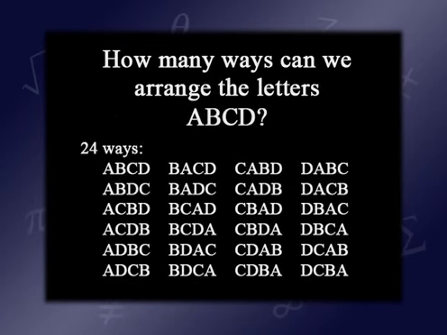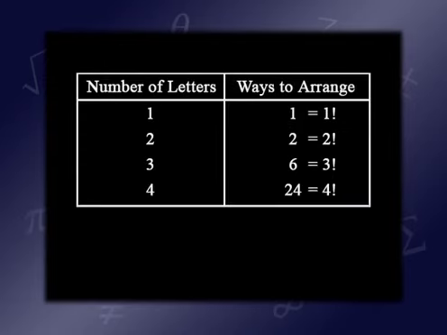There are 24 ways of arranging A, B, C, and D, as we've displayed here. Now, what do these numbers have in common? You might recognize these numbers from the previous lecture. We have 1 is 1 factorial, 2 ways was 2 factorial, 6 ways is 3 factorial, 24 ways is 4 factorial. So why should that be?